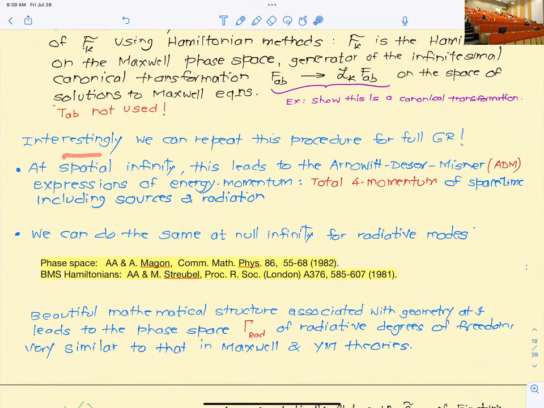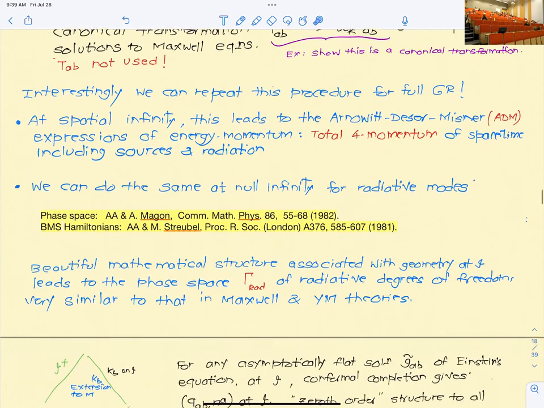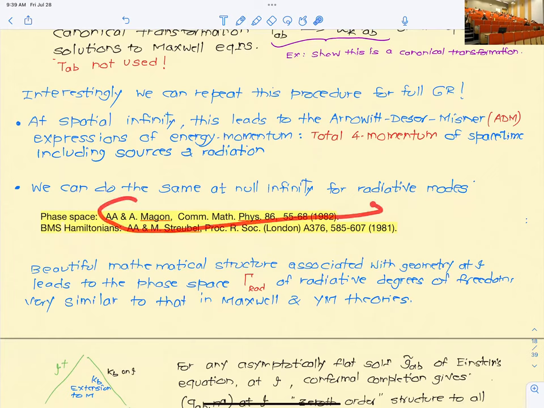Now, interestingly, we can repeat this procedure in full general relativity. We can construct Hamiltonians in the same way. At spatial infinity, this leads to the Arnowitt-Deser-Misner expressions for energy momentum, or the total four momentum of space-time, which includes sources and radiation. We can do the same thing at null infinity, which is less well known. And in fact, the phase space and the symplectic structure were obtained already 40 years ago. And the BMS Hamiltonians were also obtained around the same time.